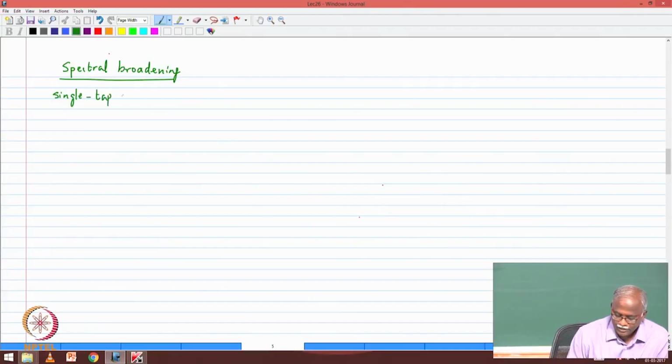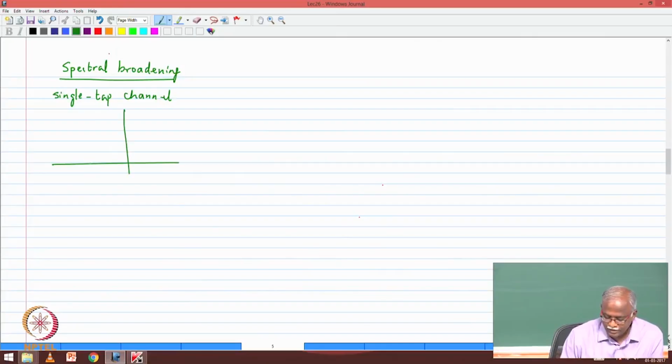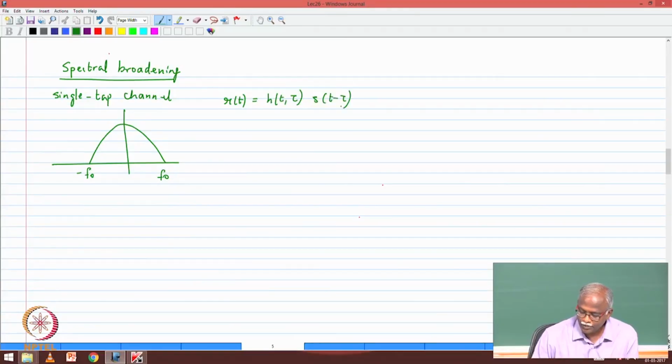A single tap channel, which has the statistics as we have described before. So the spectrum of the signal is from minus f0 to f0. The received signal r of t is equal to h of t comma tau s of t minus tau. Okay. So, some delay happens, but there is only one channel.